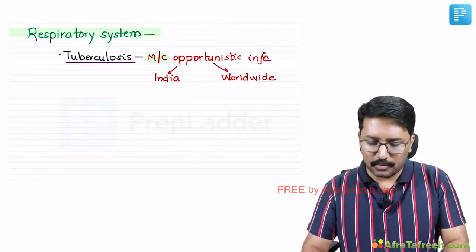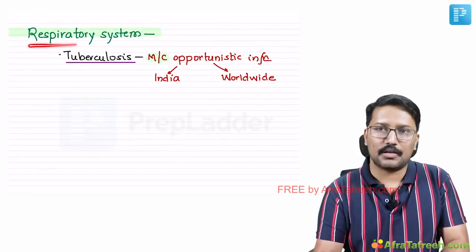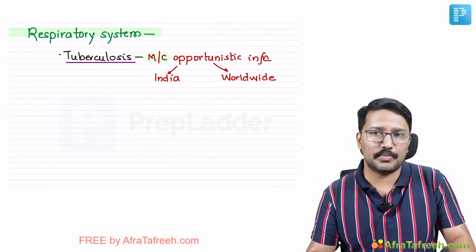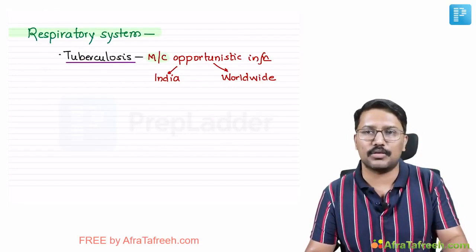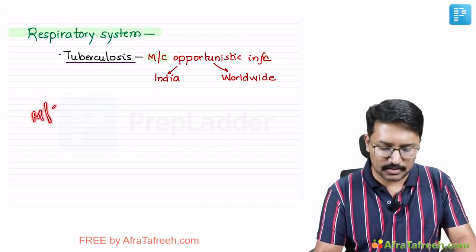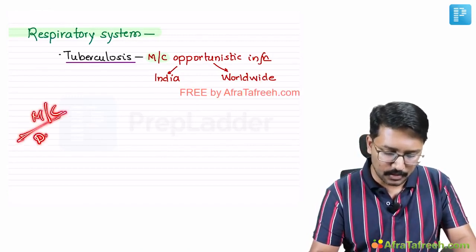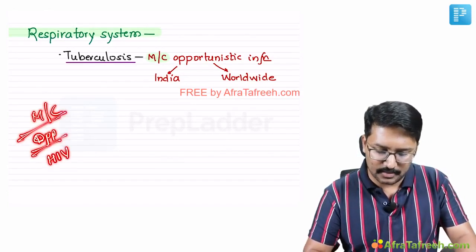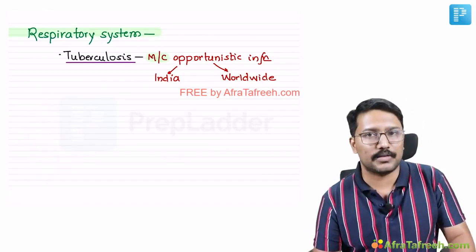Okay, so that was about the neurological manifestations. Now coming to the next domain, that is the respiratory system. In terms of the respiratory system, there are two things to address: one is Pneumocystis jirovecii pneumonia and the other is tuberculosis. If there is an MCQ asking what is the most common opportunistic infection in patients with HIV, right? The answer is not Pneumocystis jirovecii infection, right?